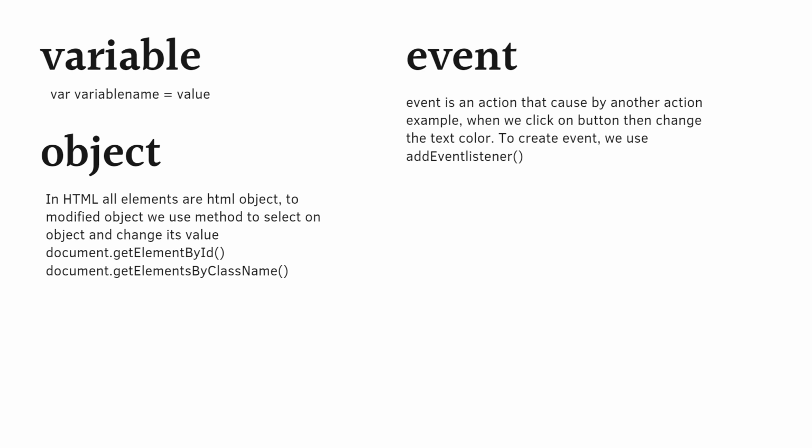For the first one is variable. What is variable? Variable is used to store a value. So as you can see, it is the variable name equal to a value. This is the syntax of declaring a variable. For example, I want the variable name to store some values, like a number.